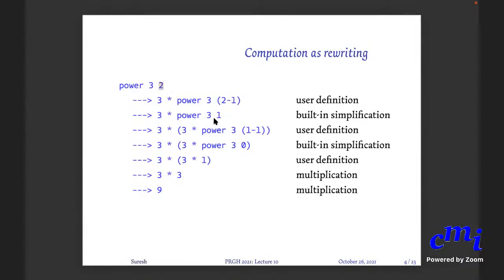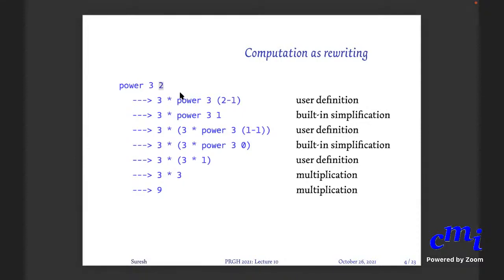But now power 3 1 you have. So what is power 3 1? Now another important question. Why should it go try to do this at all? Power 3 2 minus 1. Why does it have to go and expand 2 minus 1? Because the star needs 2 numbers to do it.